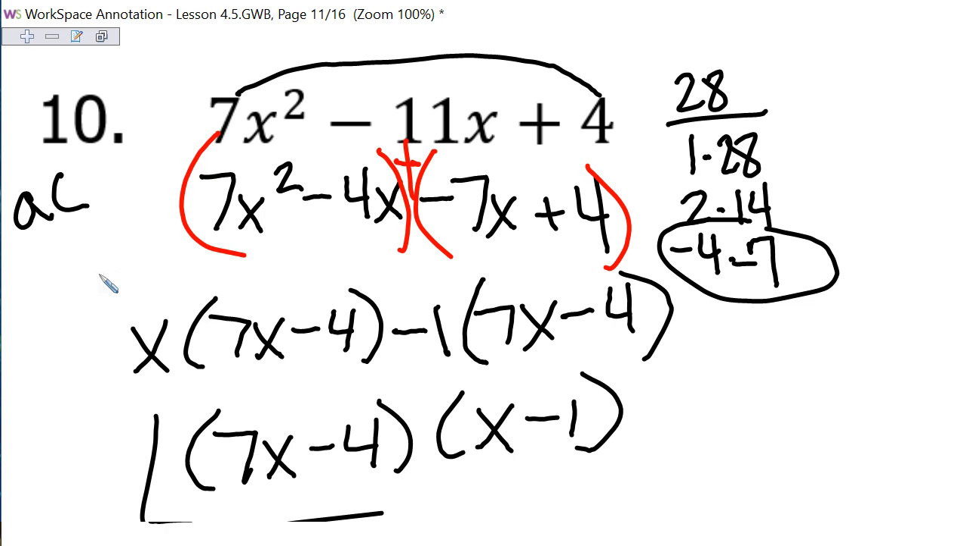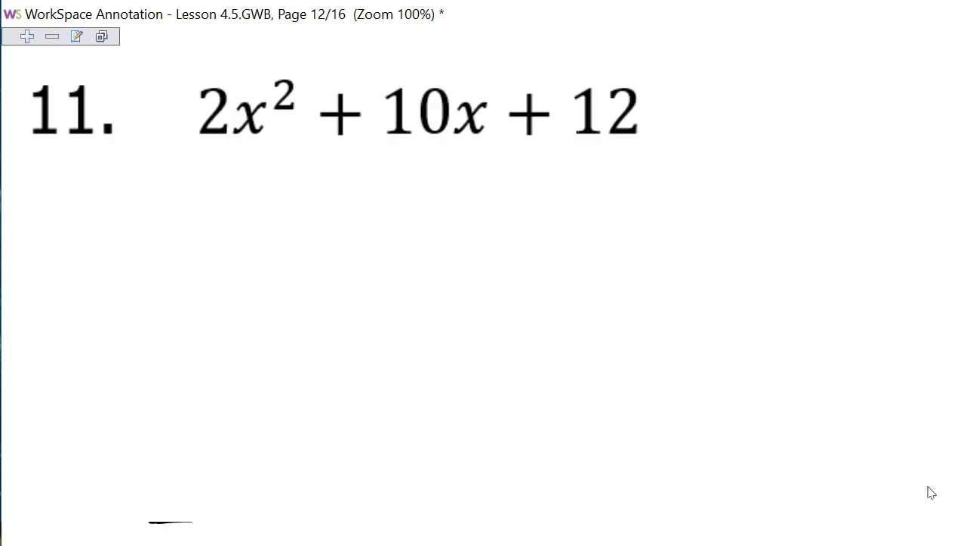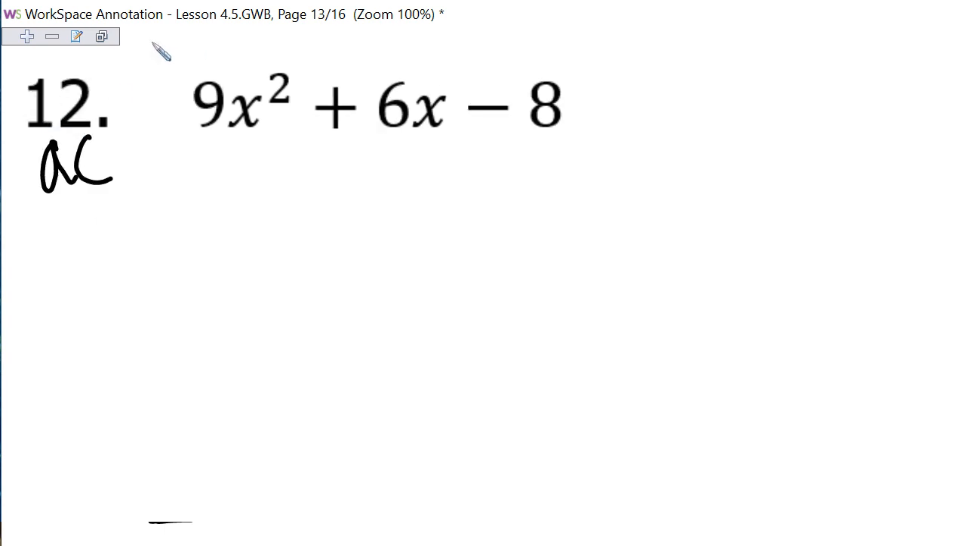Okay, we are skipping number 11. We're going to number 12. If it's larger than a 1x squared, what should you look for? GCF. Is there a GCF between 9, 6, and 8? Is 3 going to 8? No. So is there a GCF? No. So if it's bigger than a 1x squared, what do we have to do? AC method. They need to multiply 9 times negative 8. And I want you to finish number 12. We'll check your answers in a minute.